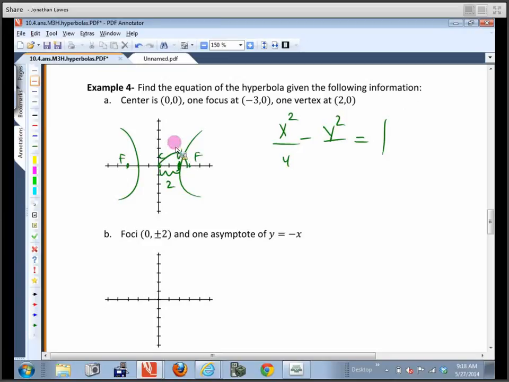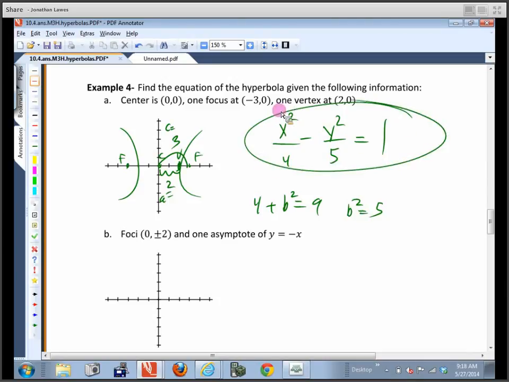Okay. And since the focus is at 3 units away from the center, then c squared equals 9. Okay, so I take that number plus the number that goes underneath that one, and it should equal c squared. C is the distance from the center to a focus, so since that's 3, this is going to be 9. So if I move that to the other side, I get b squared equals 5. Do I need to take the square root? No, because it didn't say graph it. We don't have to use it for anything other than writing down the equation, and there it is.